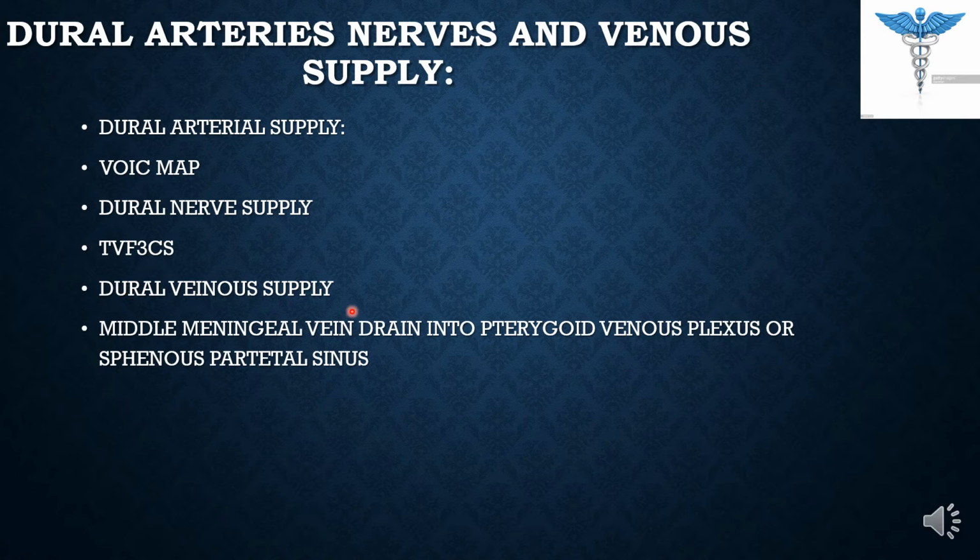Now for dural venous supply, we only have one vein called the middle meningeal vein. This vein lies in the endosteal layer of the dura mater and it drains into the pterygoid venous plexus or sphenoparietal sinus.